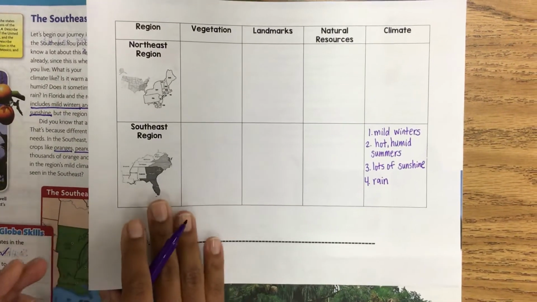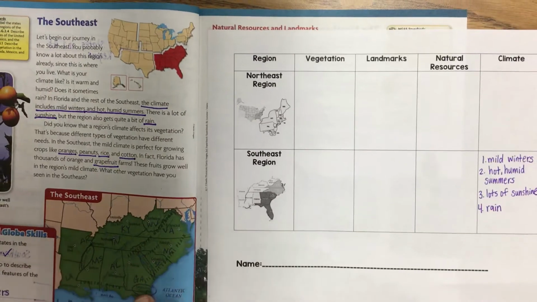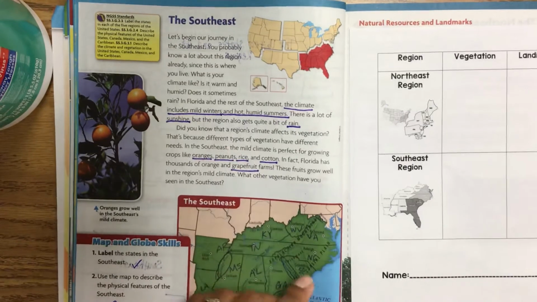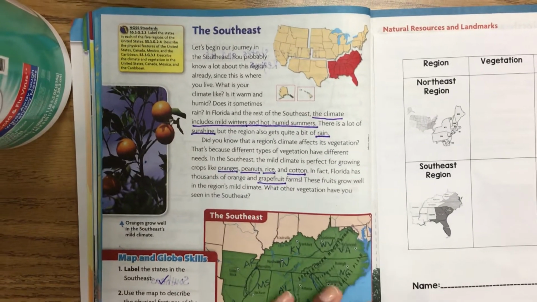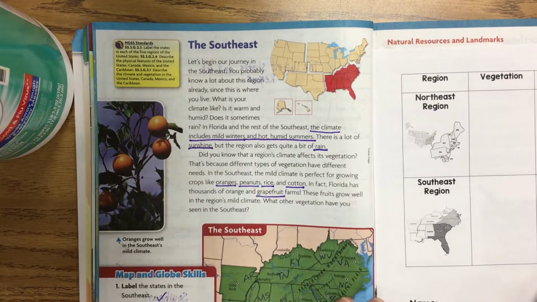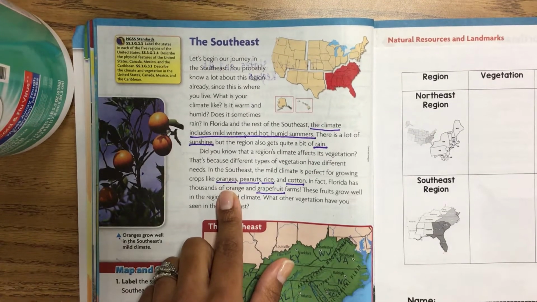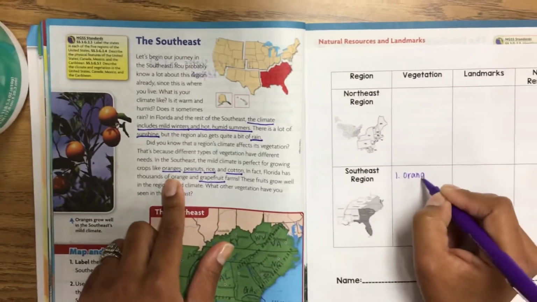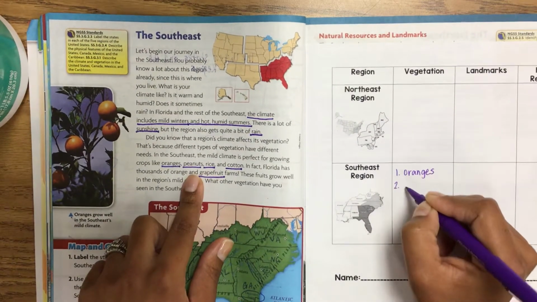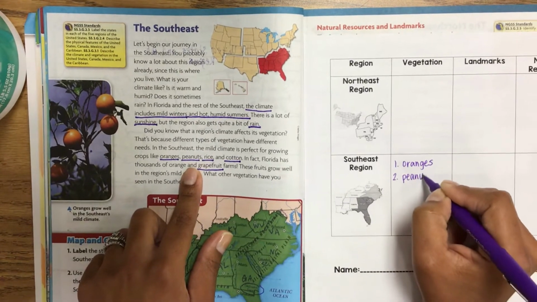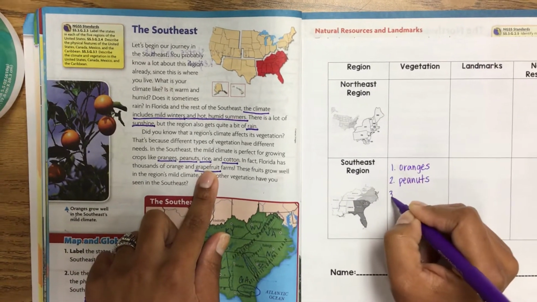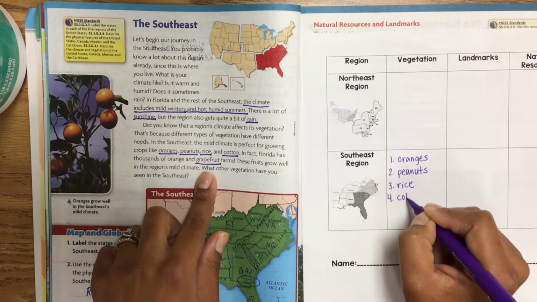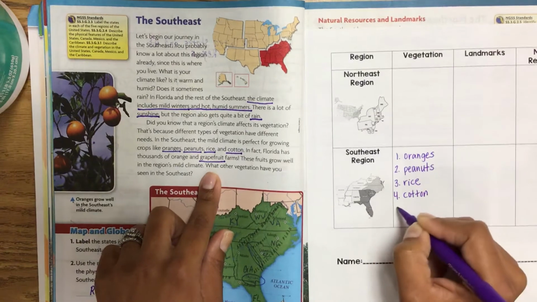Okay, now I want to focus on the vegetation. Still on page 22, and it's in the following paragraph where it talks about things that grow really well because of the mild climate. We underlined oranges, peanuts, rice, cotton, and grapefruit.